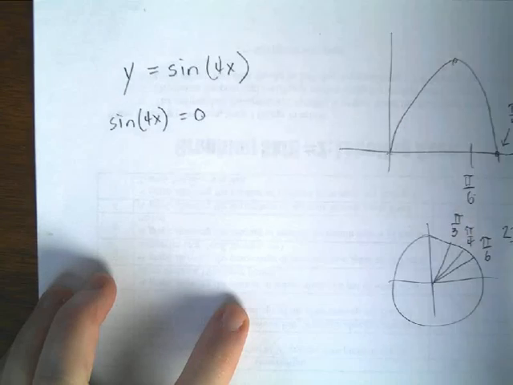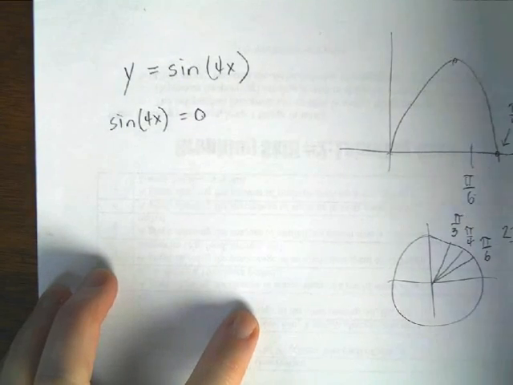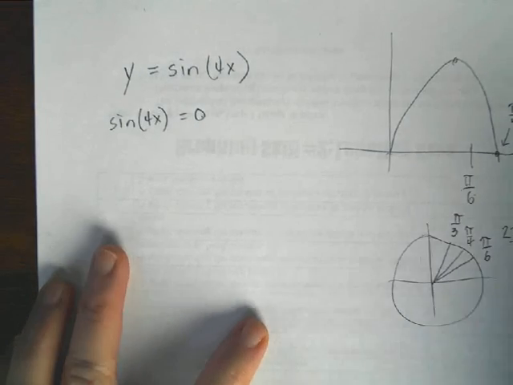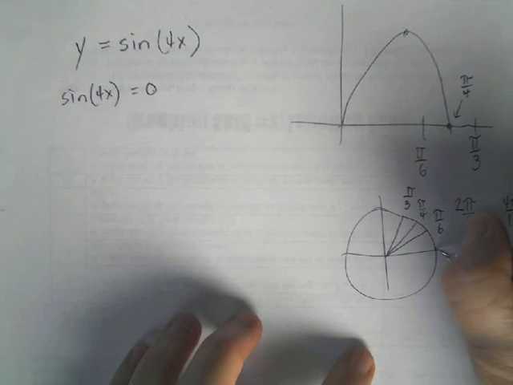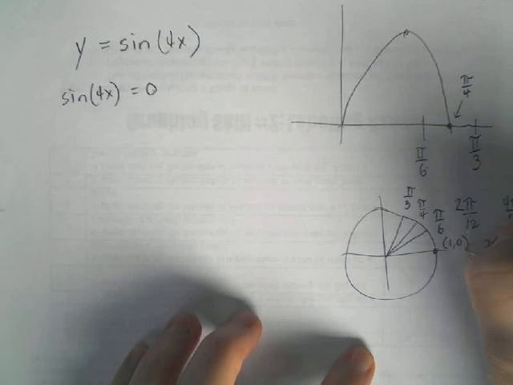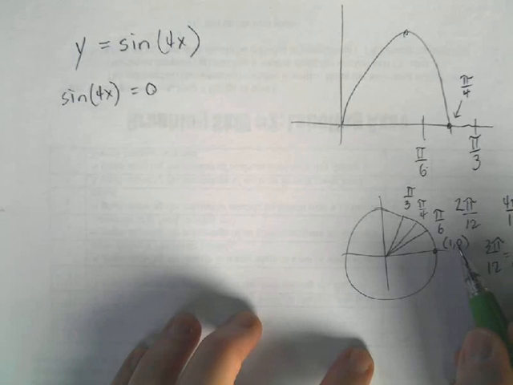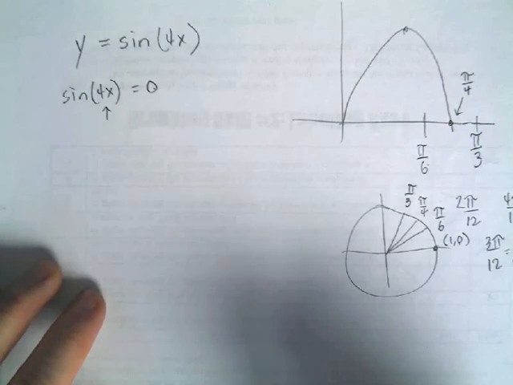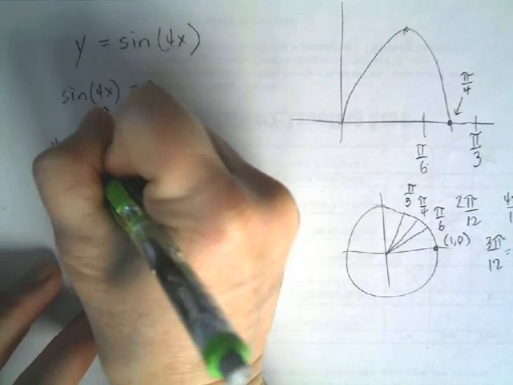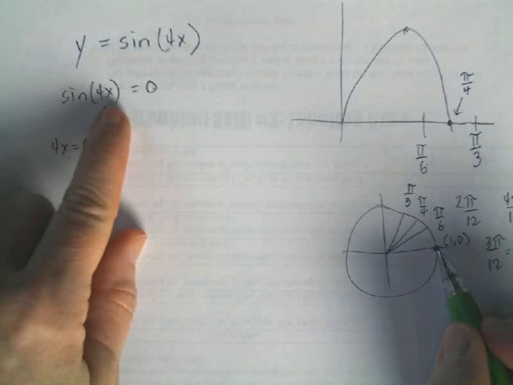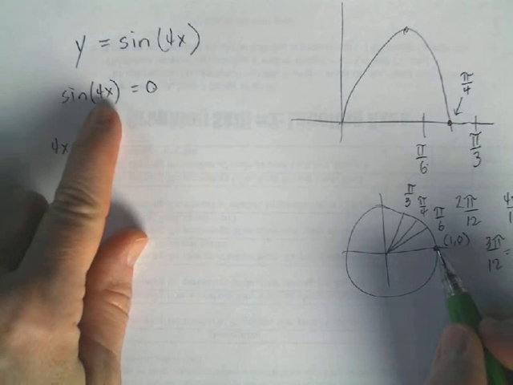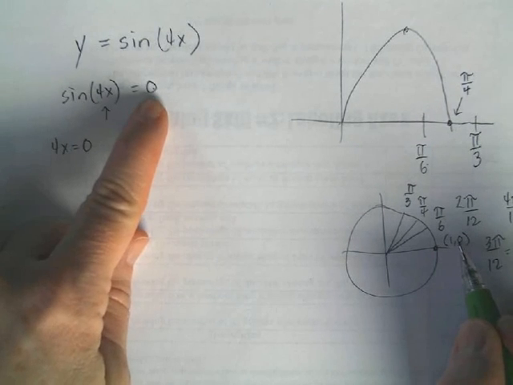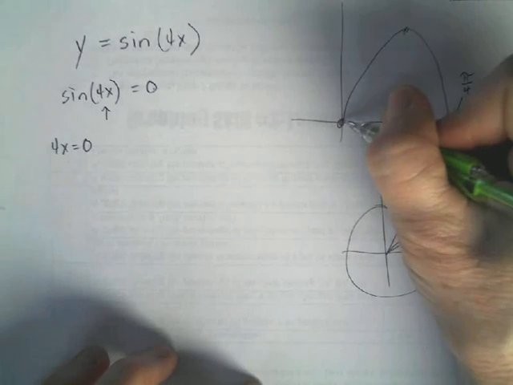So sine is the y value. So where is the y value 0? Back to our unit circle here. Right here we have (1, 0). That's one answer. Sine of 0 is equal to 0. So that means this angle right here, 4x, could be equal to 0, because if 4x equals 0, the sine of 0 is 0. Okay, but that would be that intersection.